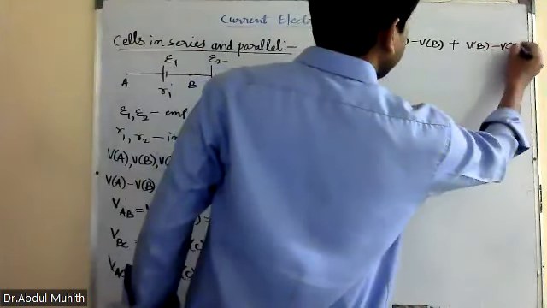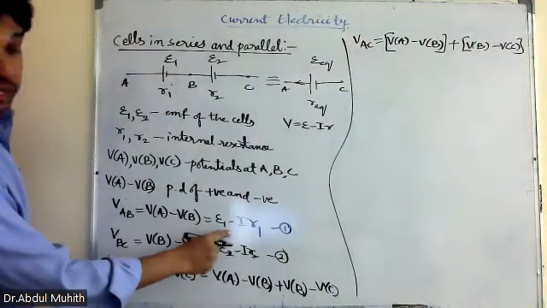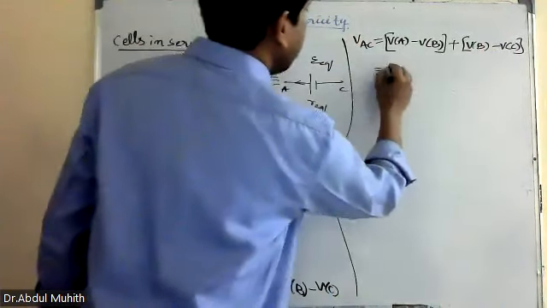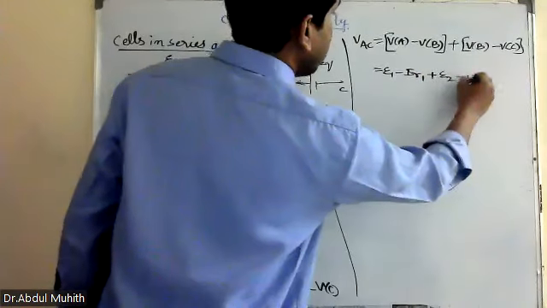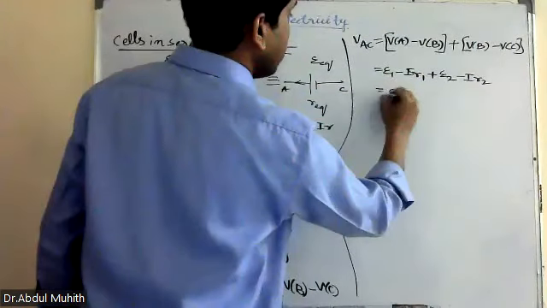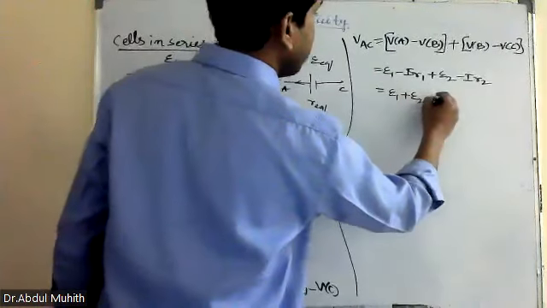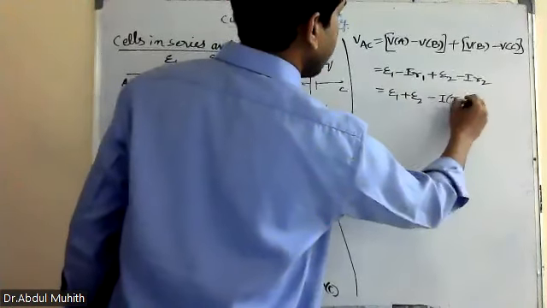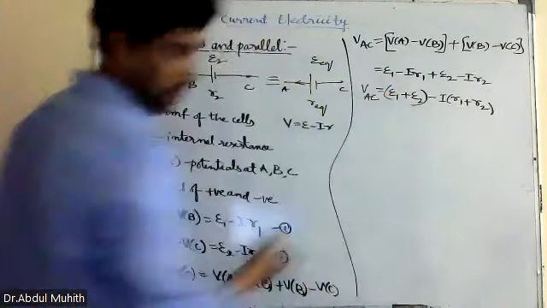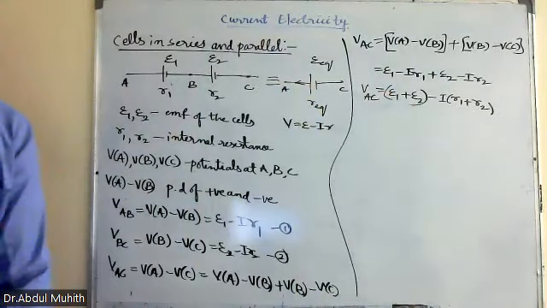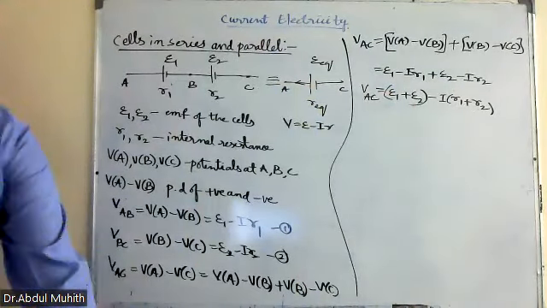But what is V of A minus V of B? What is that? E1 minus IR1. What about the second one? E2 minus IR2. So put it together now. E1 plus E2 is equal to minus I into R1 plus R2. Okay, so this is VAC. Clear? That is VAC.